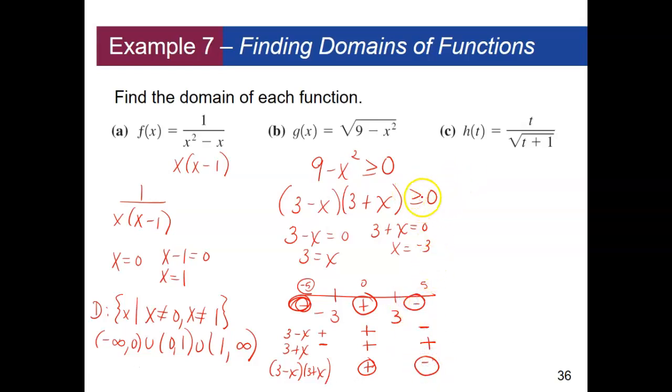Okay, here I need it to be greater than or equal to 0, so that tells me I need to choose this positive region here. So my answer is going to be -3 to 3, and I'm going to have brackets on either side of it.